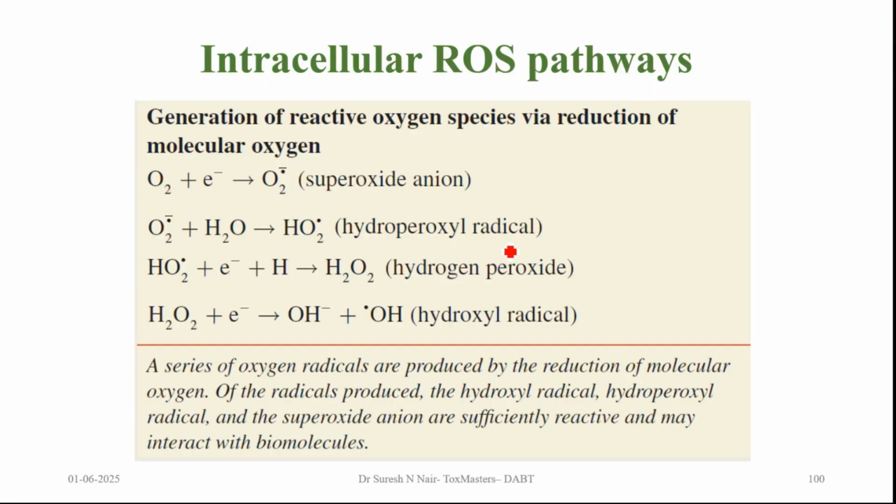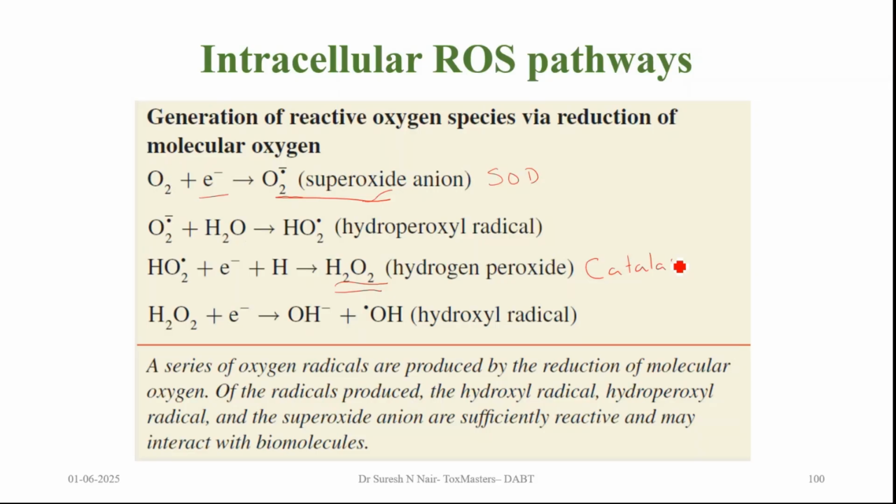And these are the intracellular ROS pathways. This is actually taken from Castrate and Dow. The oxygen, when it combines with one electron, becomes the superoxide, that is O2 minus anion, and this O2 minus anion will combine with water to form the hydroperoxyl radical, and this hydroperoxyl radical can combine with an electron and a hydrogen to produce the hydrogen peroxide molecule. Okay, so this step is the place where SOD, or superoxide dismutase, is acting. This is the place where catalase is acting.